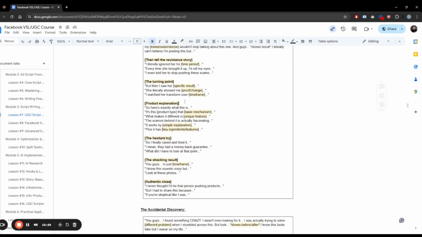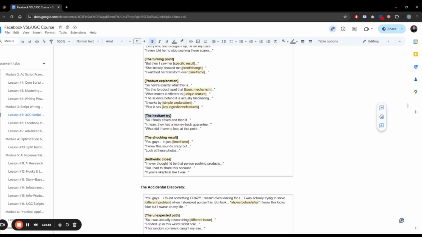Then you move on to the product explanation, where you explain the product and help the viewer understand what it is and how it works. Then you move on to the hesitant first try. So you still keep it realistic and say how you finally caved and tried it. And like maybe they had the money back, so there was nothing to lose, so I decided to try it.